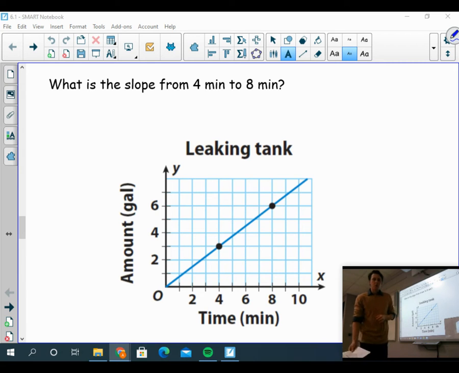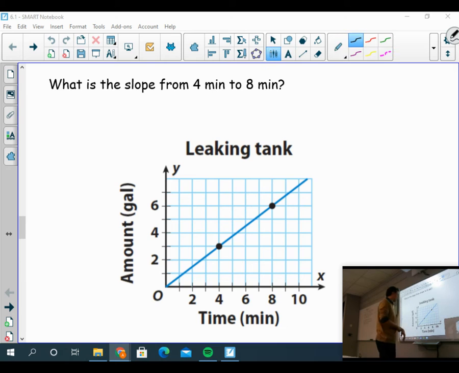And now we're going to pick up here with graphing and slope tied together. So what I want you to do is, in your notes, try and identify the slope from 4 minutes to 8 minutes in the graph. Identify the slope from 4 minutes to 8 minutes in the graph. Okay, hopefully you've paused the video and given it a shot on your own. Let's talk about this together.